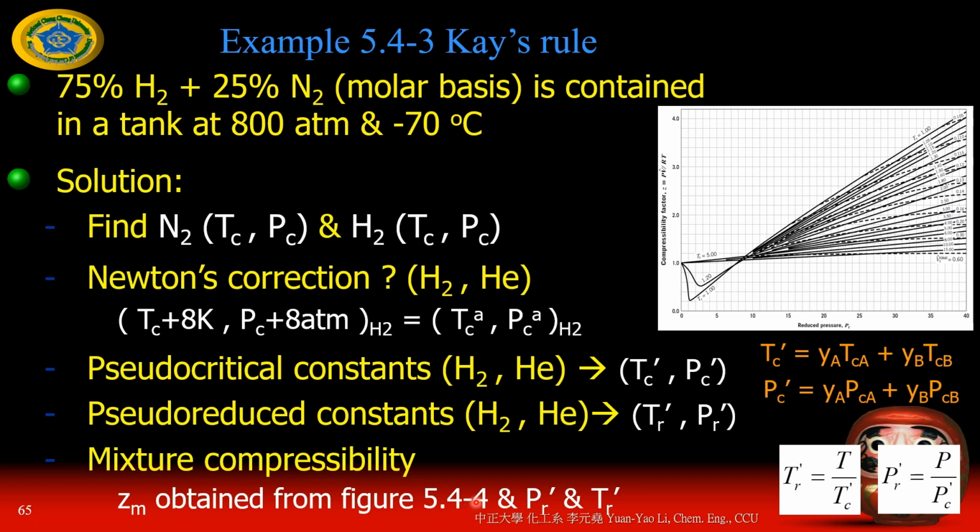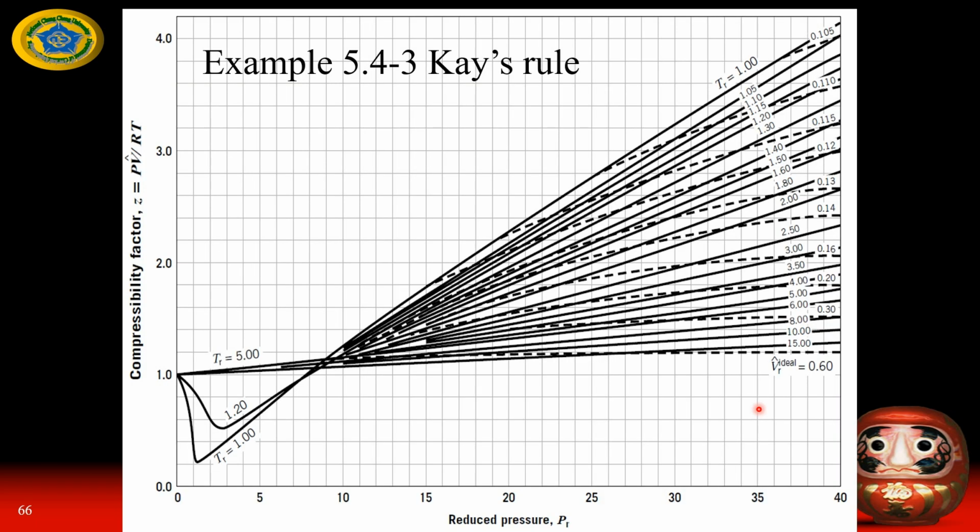So Zm is obtained from Figure 5.4-4. In your final exam, I will give you these figures. I'll give you this chart. Of course, I'll change these numbers, and you need to tell me the correct answer. Okay? So go home and practice.